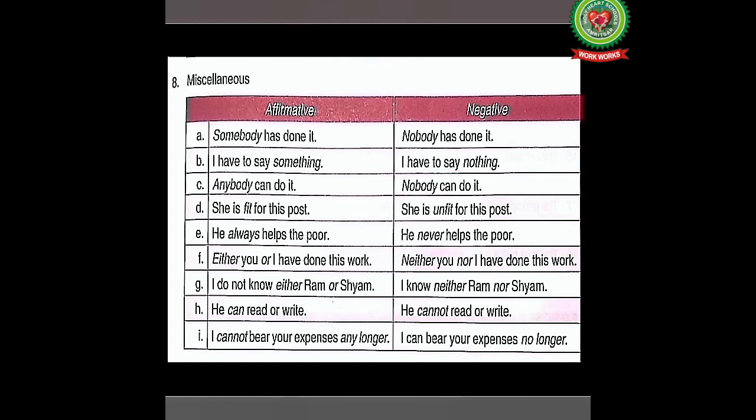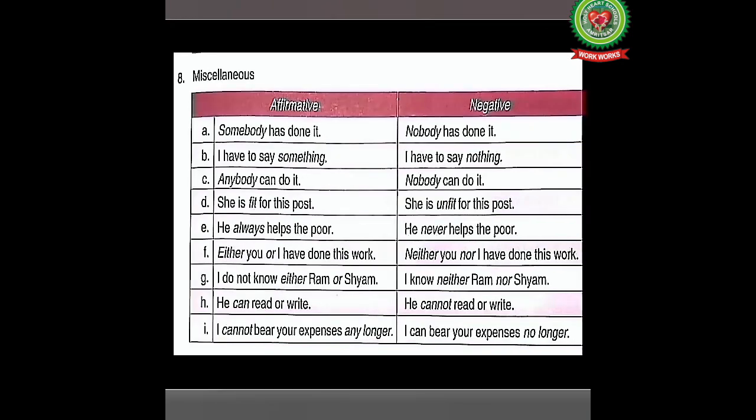Full stop. Okay, look at example number 5. He always helps the poor. And the negative form of always is never. So our answer is, he never helps the poor. Full stop. Okay, look at example number 6. Either you or I have done this work. The negative form of either or is neither nor. So our answer is, neither you nor I have done this work.